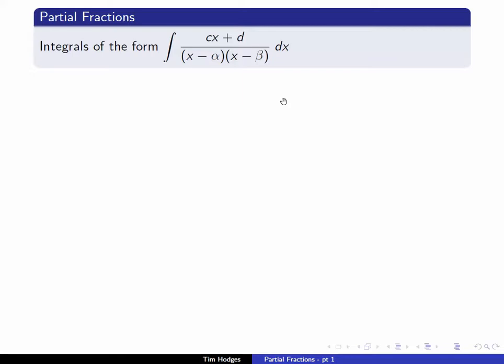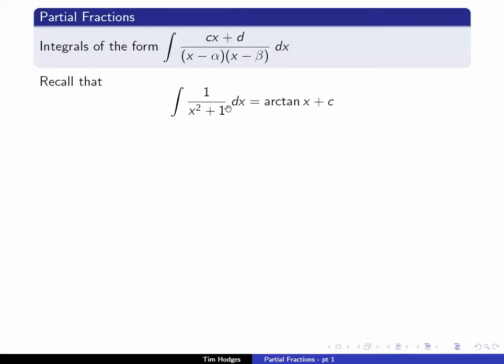Integration of rational functions is done using an algebraic procedure known as partial fractions. Because the general procedure is rather complicated to explain, we'll introduce it by looking at successively more complicated examples. Let's start off with this kind of example where we have a linear function on the top and a quadratic function on the bottom. In particular, a product of two linear factors on the bottom.